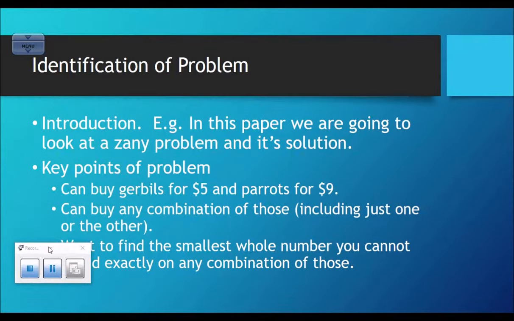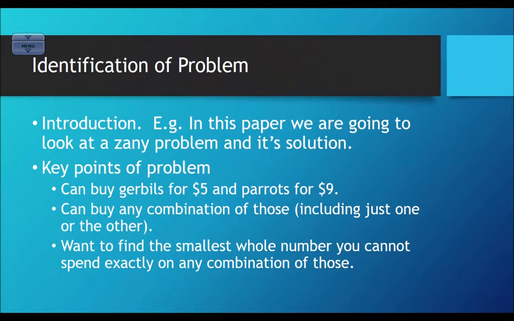Here, I think those were that you can buy gerbils for $5 and parrots for $9. Okay, you need that 5 and 9. You needed that you can buy any combination of those, including just one or just the other. And that we were looking for the smallest whole number you cannot spend exactly on a combination of these. I think those are the main points of this problem.